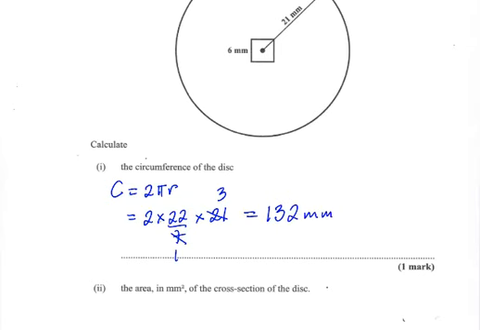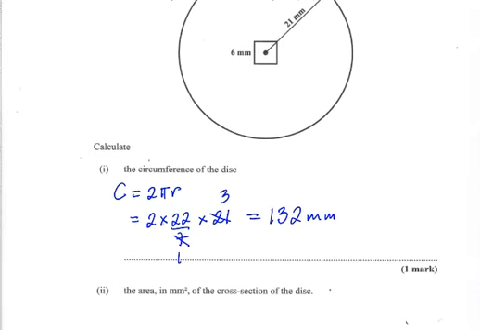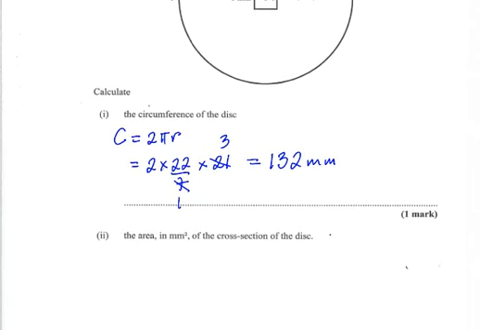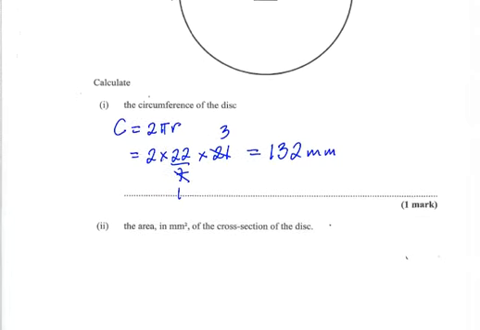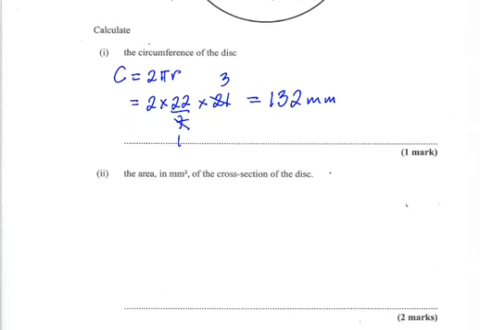Alright, the next thing we should do is, we're asked to calculate the area in millimeters square of the cross section of the disc. Alright, so the cross section of the disc is actually a circle with a square hole in it. Therefore we have to take away the area of the square from the area of the entire circle.